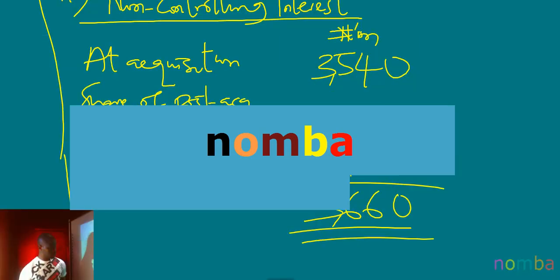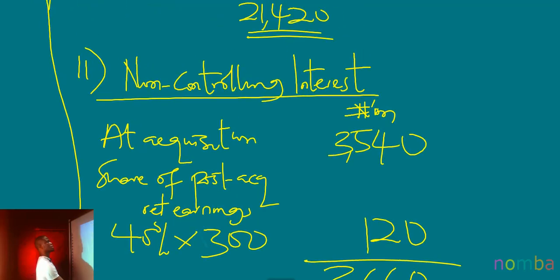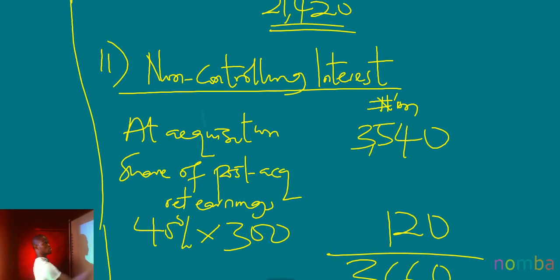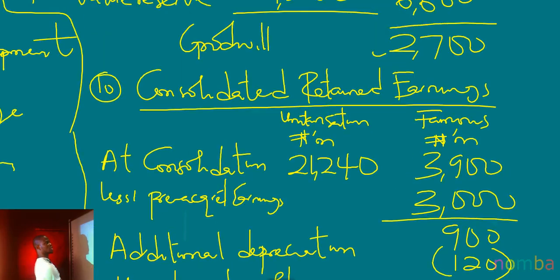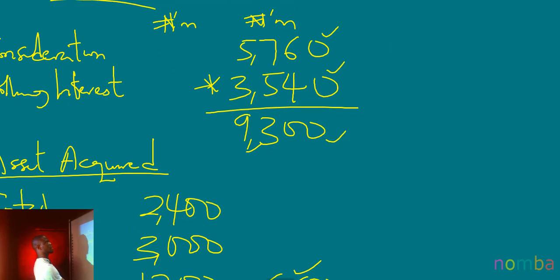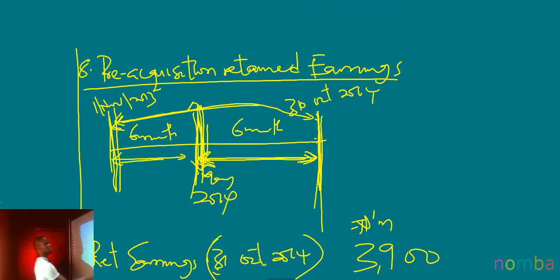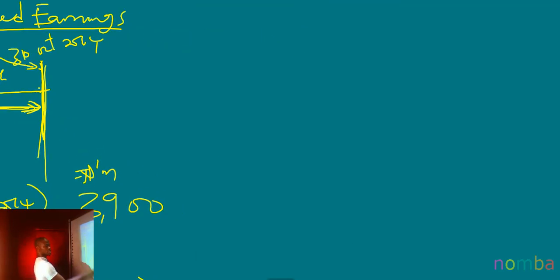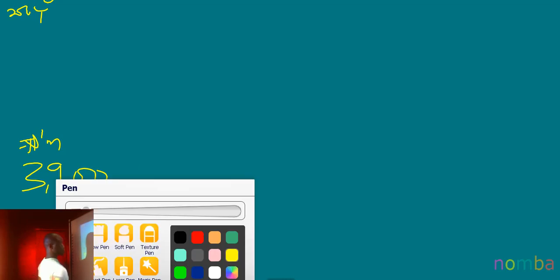So, welcome back. Now let's continue from where we stopped in the previous video. Remember that we have determined the non-controlling interest as well as the consolidated retained earnings and the goodwill. Now we want to prepare the consolidated statement of profit or loss as well as the consolidated statement of financial position as required in the question.